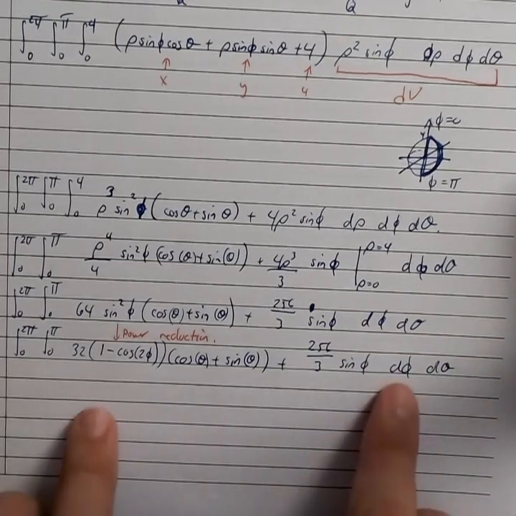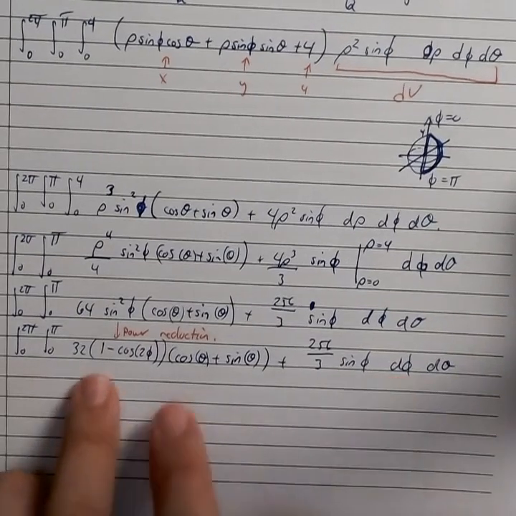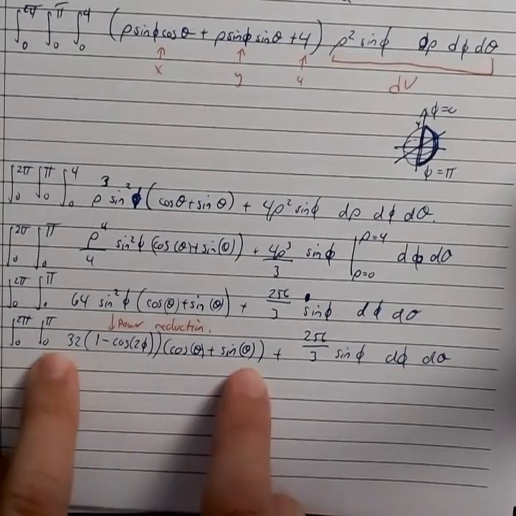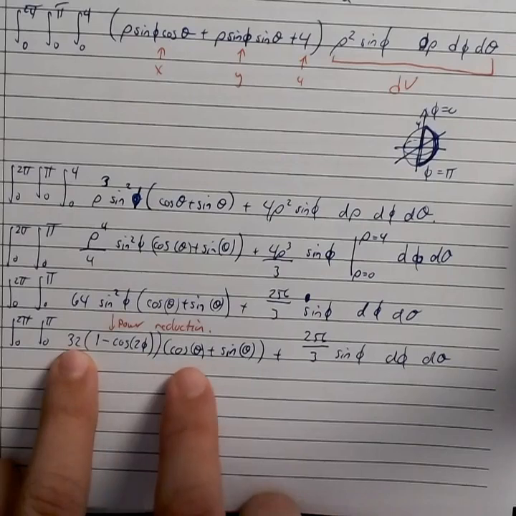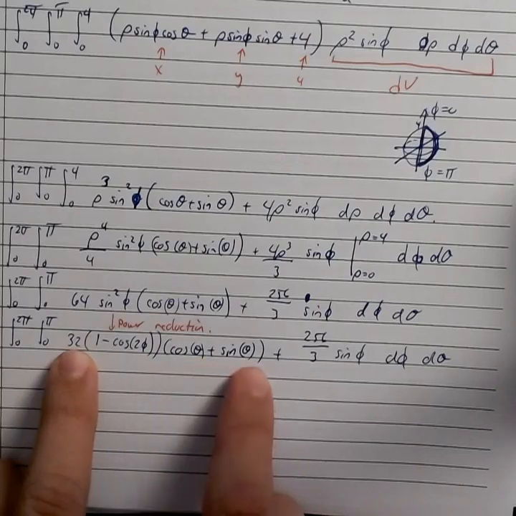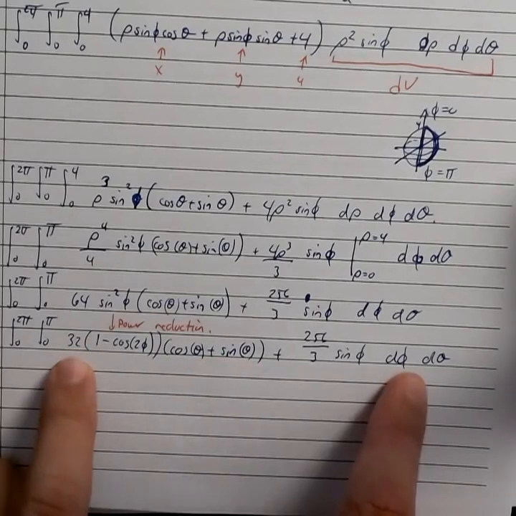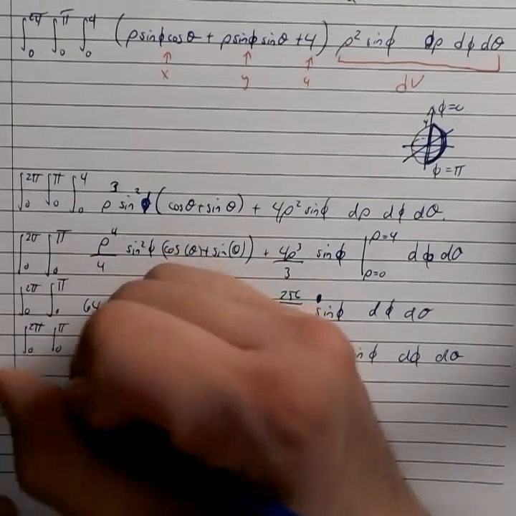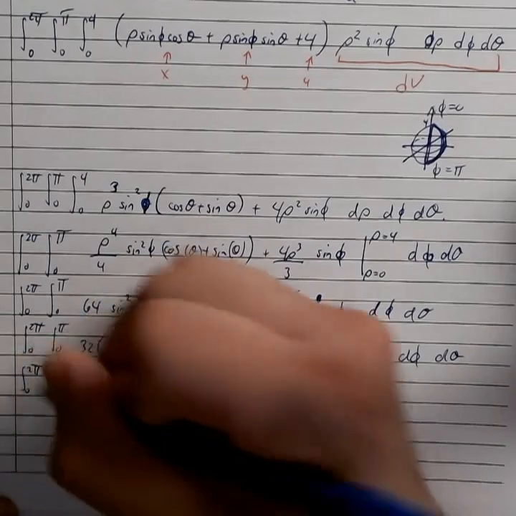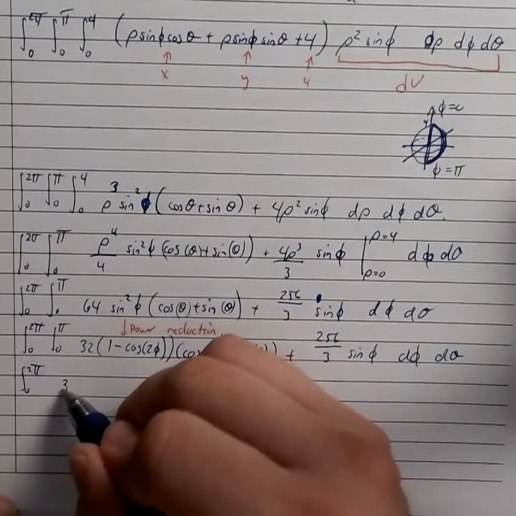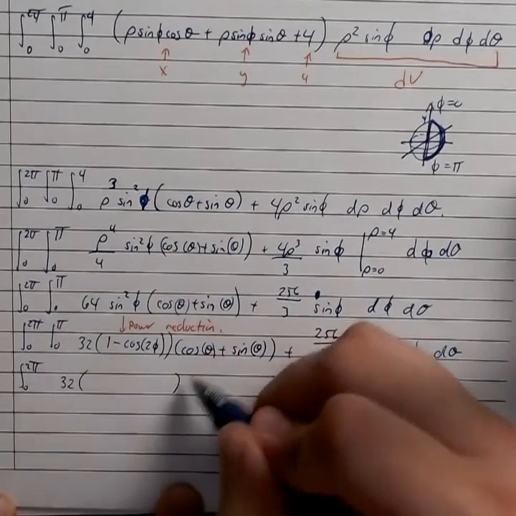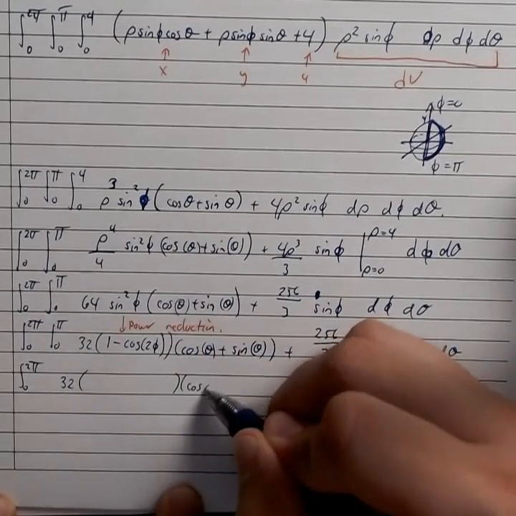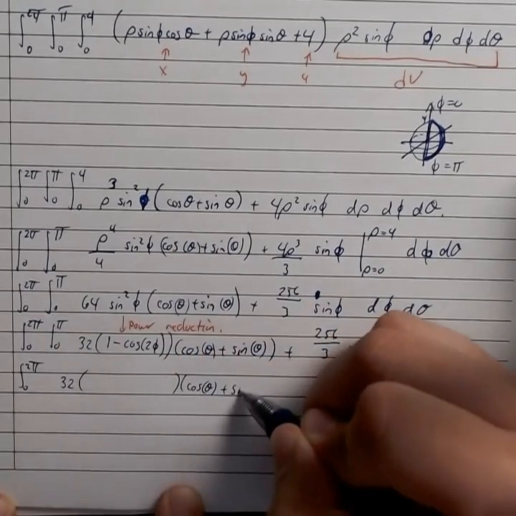Okay. But now if I'm integrating with respect to phi, well, I know how to integrate those. These are constants. 32 times cosine of theta plus sine of theta, that's just a number. That's a constant with respect to phi. So the only part I'm integrating is this part right here. So this is going to be the integral from 0 to 2 pi of, okay, the constants stay the way they are, so that's going to stay 32. And that's going to stay cosine of theta plus sine of theta.